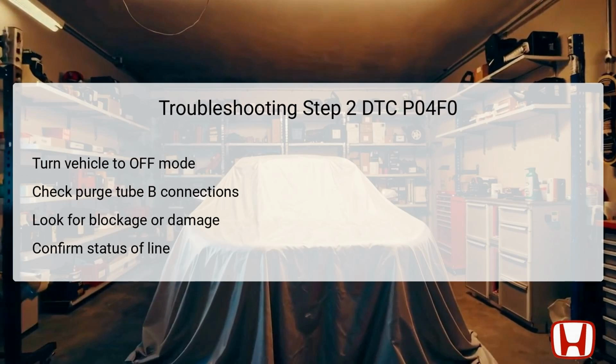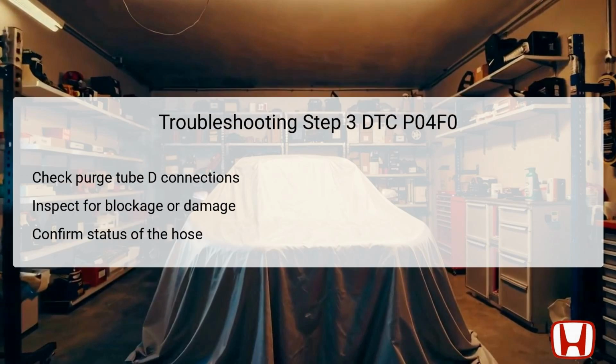flow. Confirming the integrity of this line is essential, as any defect here could lead to the triggering of the DTC. If the hose is found to be in good condition, you can advance to the next step in the troubleshooting process. If there are issues detected, make the necessary repairs or reconnections before continuing.